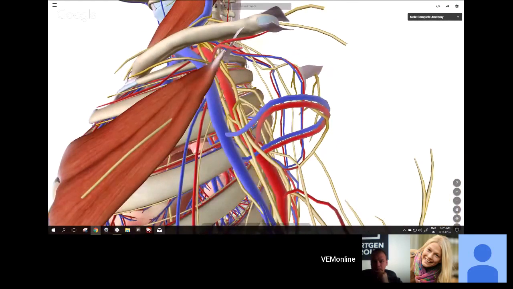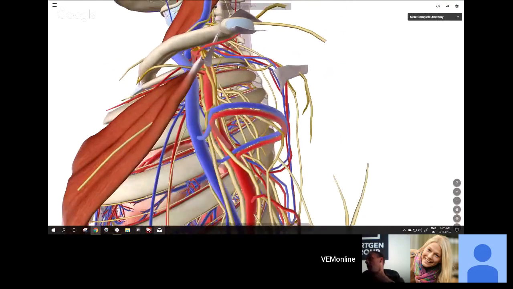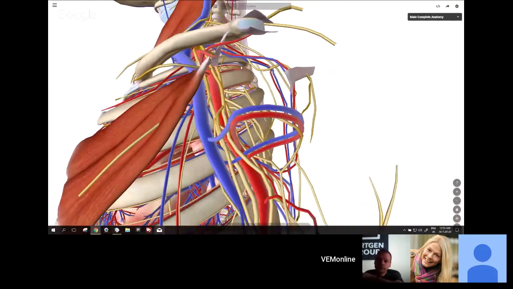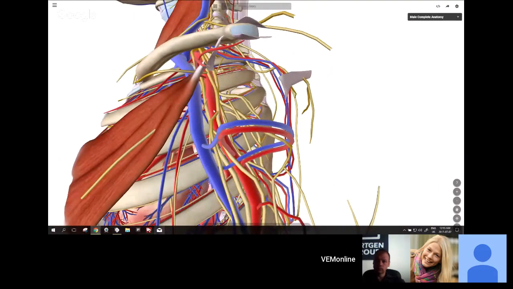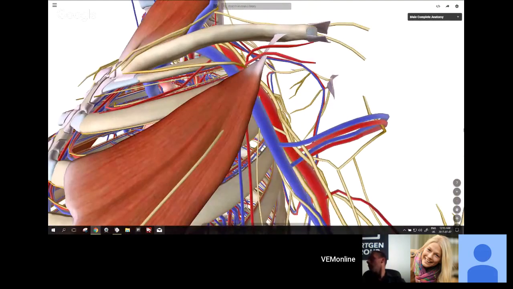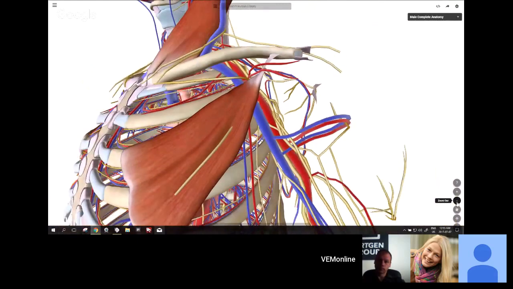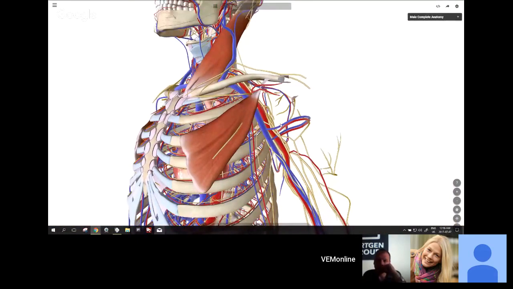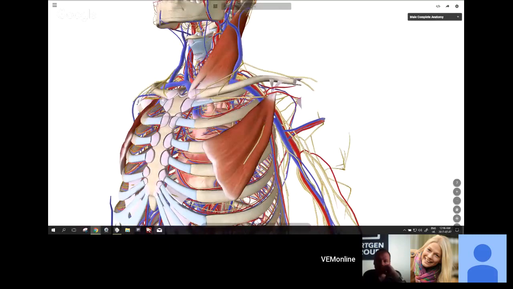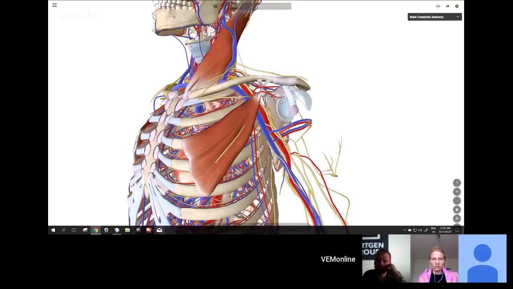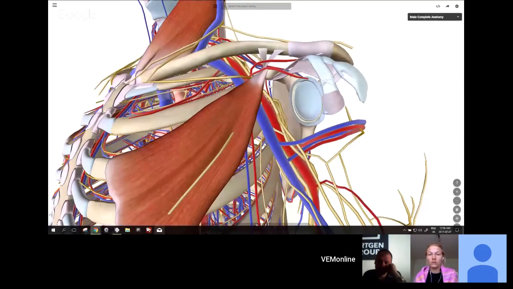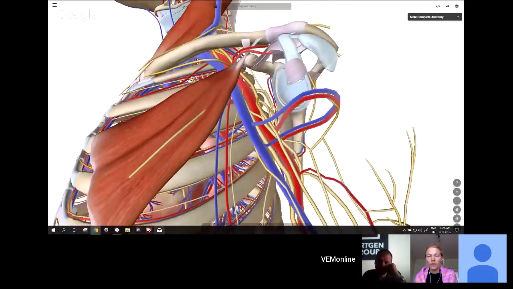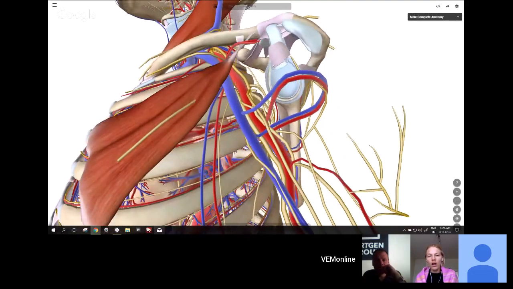Right there, you can see that it goes right on top of a major vein, major artery, and a lot of nerves. This is actually the brachial plexus. So if we have a tight pectoralis minor, what is going to happen? It will pull on that shoulder blade towards the front, and it will pull it downwards. And as we do that, it will start to compress all these underlying structures.